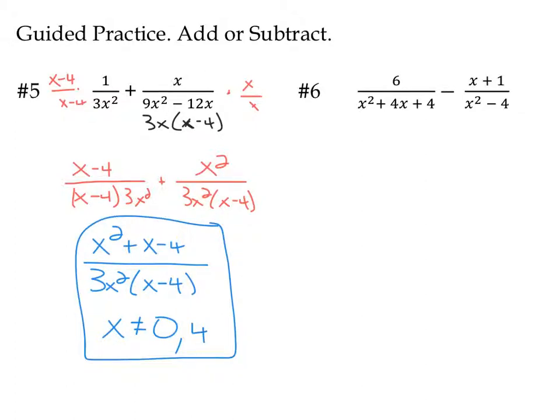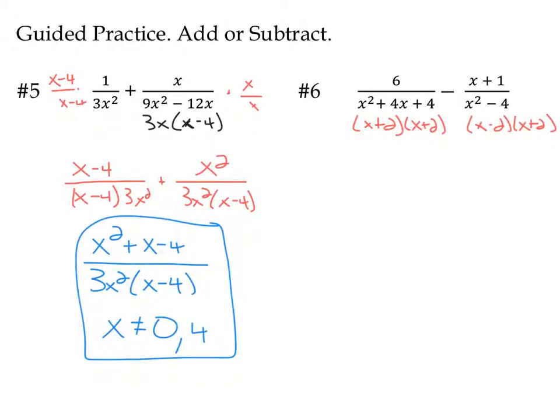Okay, one more here, and some factoring to do before we can figure out any common denominators. So the first part of this is going to factor to x plus 2 and x plus 2. And then over here, we're going to have x minus 2 and x plus 2. It's a difference of squares, okay? So we want to look, those aren't the same. We have an x plus 2 and an x plus 2, but then we have x minus 2 and x plus 2. So we need to multiply each of these by the other one.